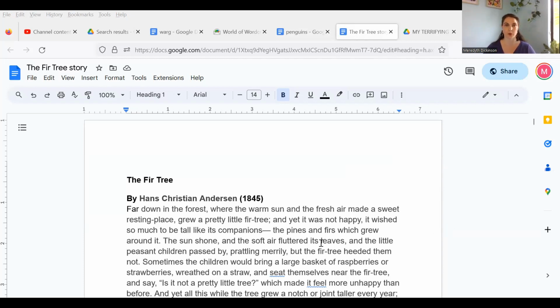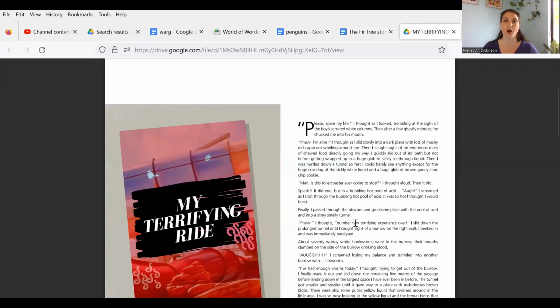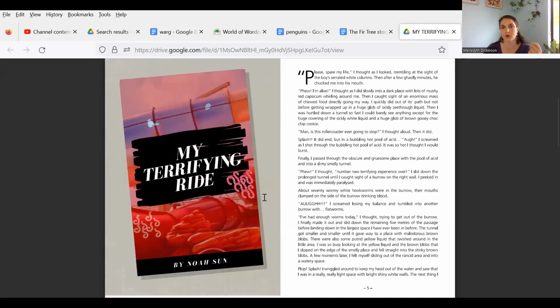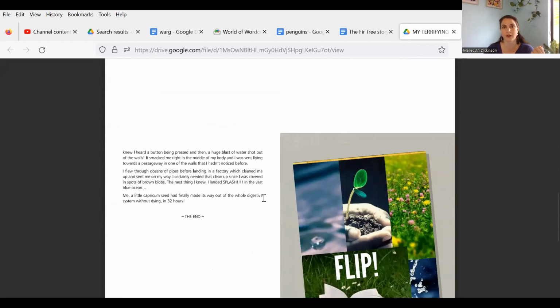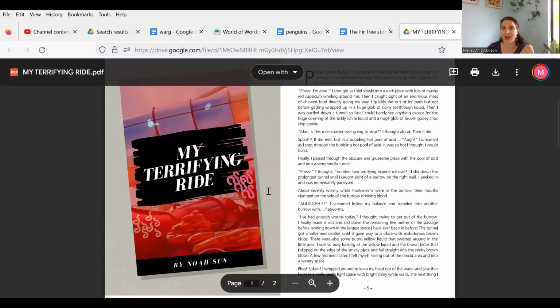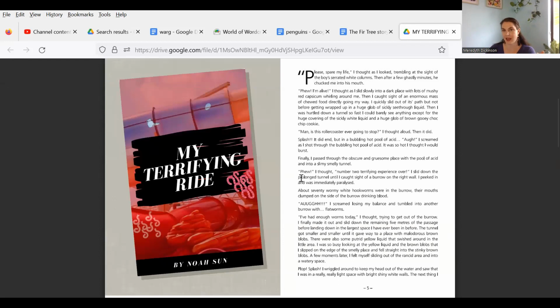And the last one, this is called My Terrifying Ride. It's written by probably a year 2 student, and he was the winner of the Tim Winton writing competition a few years ago. But it's that same kind of an idea. It's coming from the perspective of a capsicum seed being eaten. And so it's a cool little story. It's only short. It's only like 1.5 pages. So you can have a read of that and see again coming from the perspective of an object.